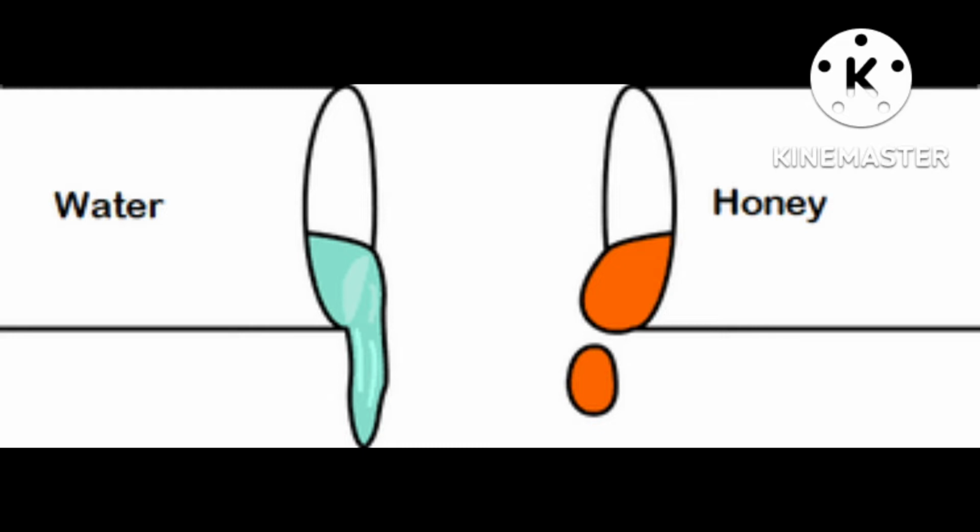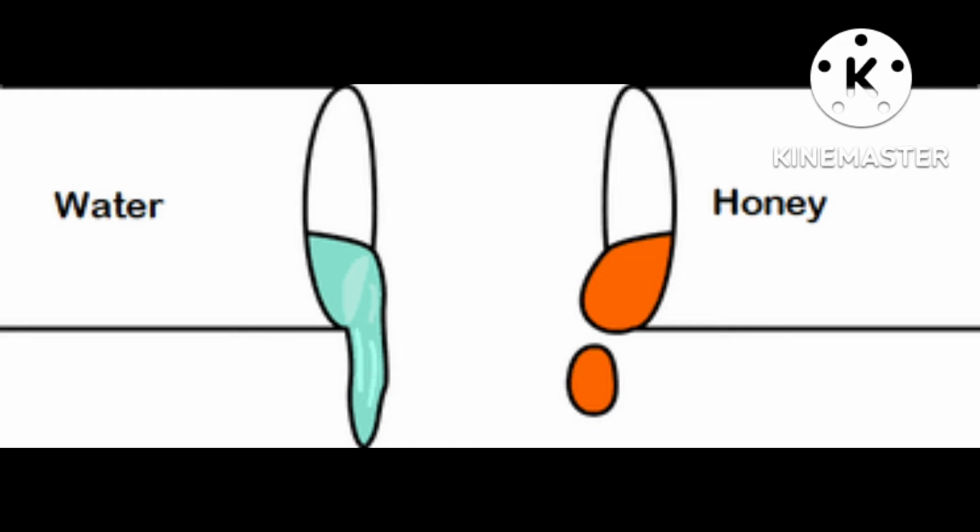The velocity of upper layers increases as the distance of layers from the fixed layer increases. Here you have to understand that the velocity of upper layers increases as the distance from the fixed layer increases, meaning with thickness, with height, it increases.